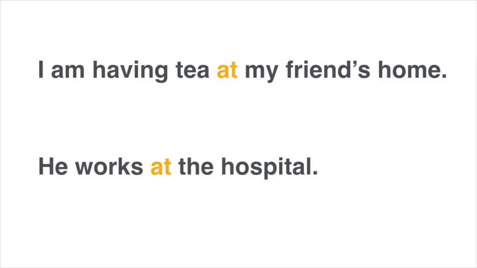Now we change the sentences a bit. Now there are actions in the sentences. How do you think we can say these in Chinese? I'm having tea at my friend's home. He works at the hospital. Now there are verbs in the sentence. How do you express the same ideas in Chinese? In this grammar video, we will look at how to say where an action is taking place, how to specify the location of an action.